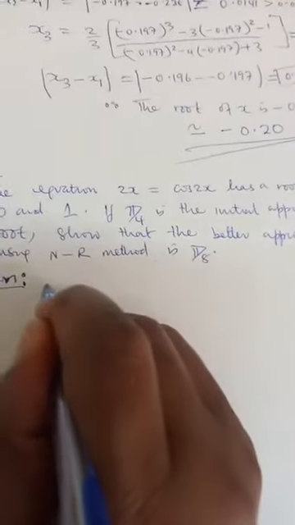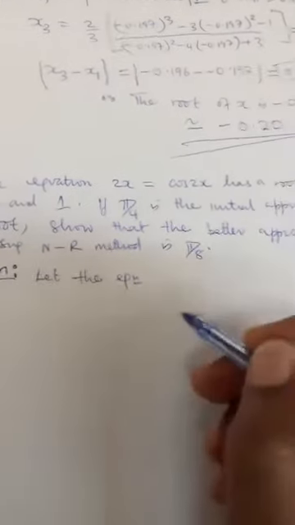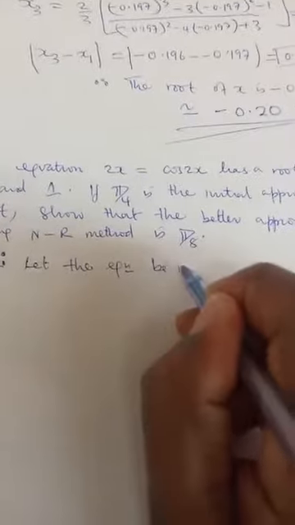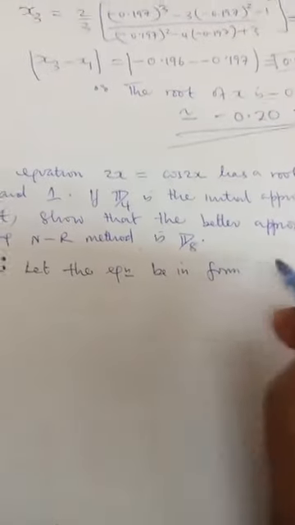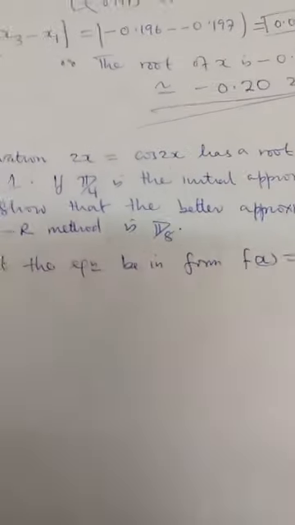First of all, we will let the equation be in the form of f of x is equal to 0. That is a must. The equation must be in that form.